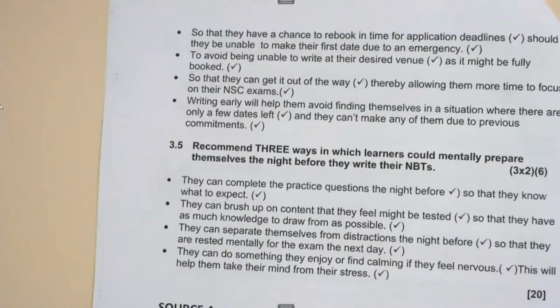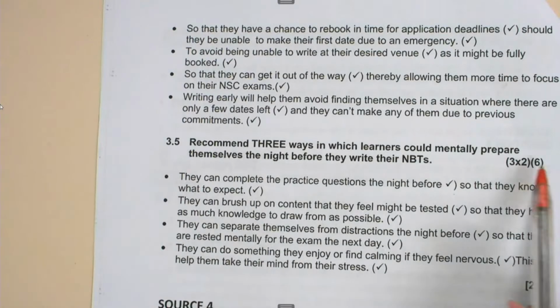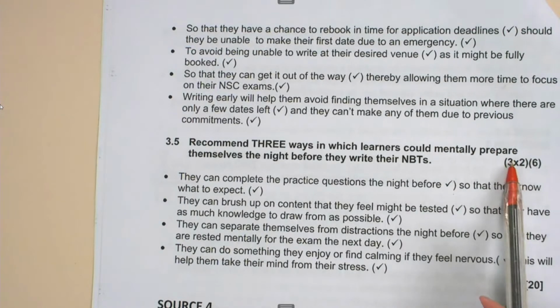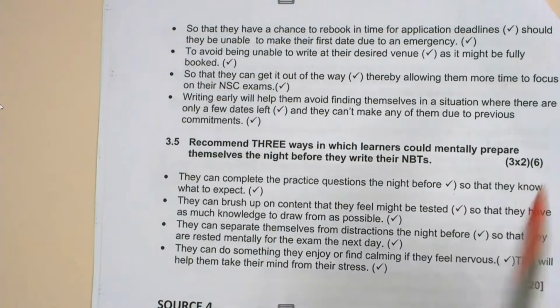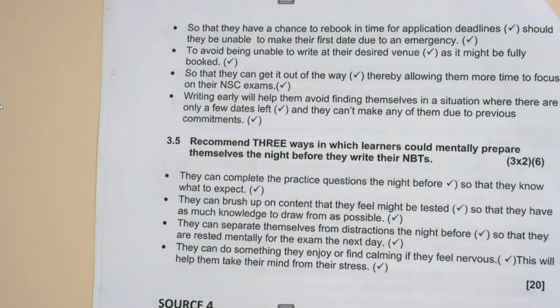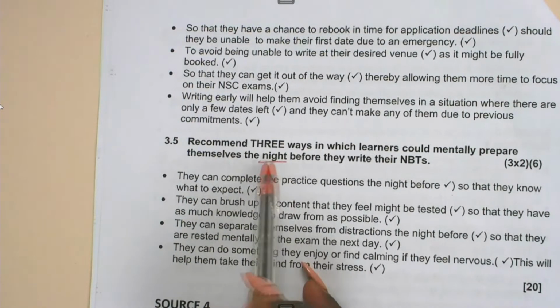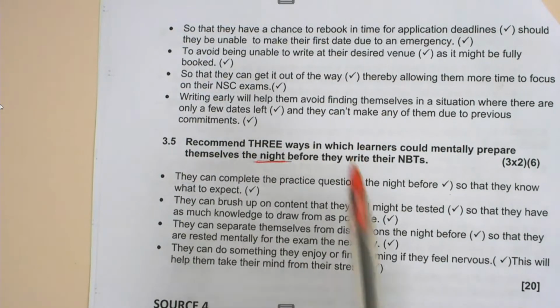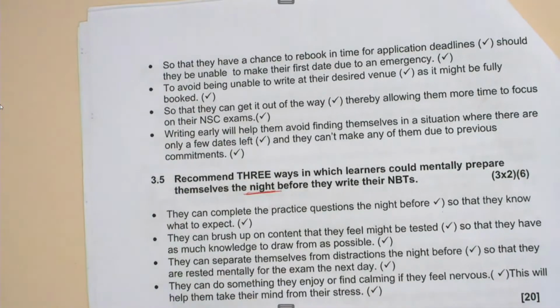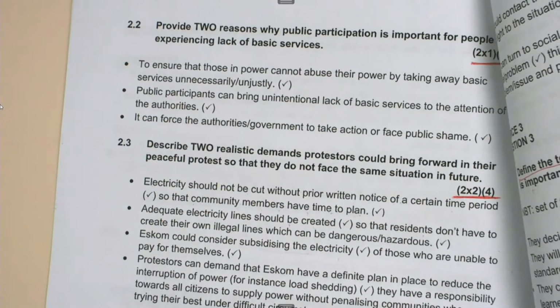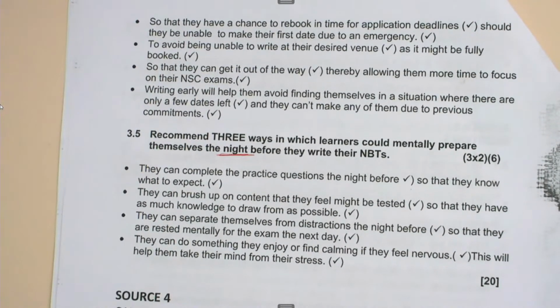Now, the last question, which is 3.5, looking at the mark allocation again, 3 multiplied by 2, which is equal to 6. Recommend 3 ways in which learners could mentally prepare themselves the night before they write their NBT. The night before. Remember NBT, which NBT are you going to write? It's either the academic and quantitative literacy or the mathematical test.